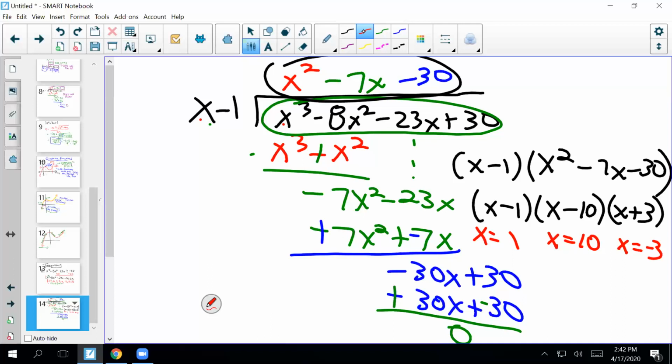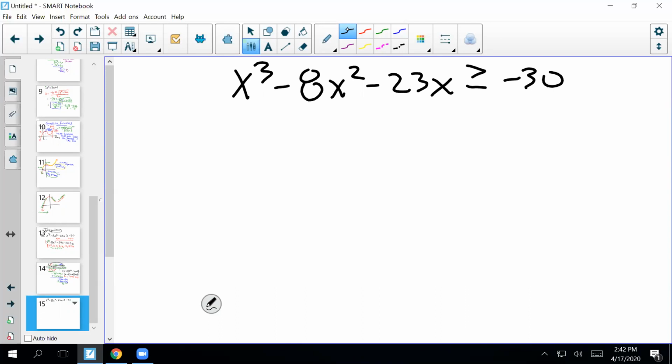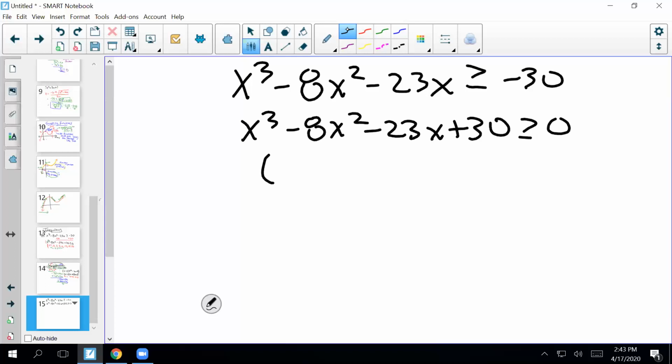So let me go ahead and do that. I'm going to do a new page. So here was our original problem. So this was going to be bigger than or equal to -30. What we've already done is we've also seen that this is equivalent to this. If I just add the 30 to both sides, I already did that, and we already factored it too. So that's actually most of the work. X minus 1, x minus 10, x plus 3.